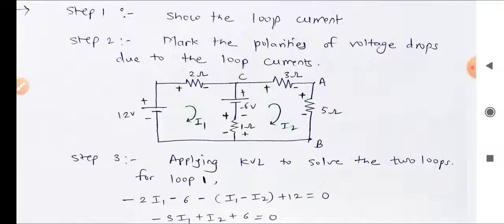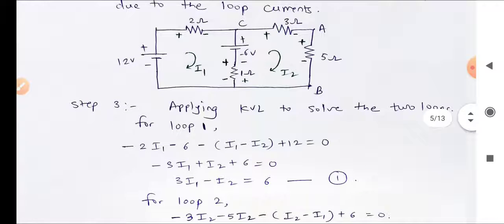By applying all the sign conventions, we can get the potential drop and potential rise in the loop. Then we can apply KVL to solve the two loops. We are going to apply KVL for loop 1 as well as loop 2, getting two equations. As the two unknowns are there, by solving them simultaneously, we can easily get the values of I1 and I2. In branch AB, I2 is flowing, and hence we can get the answer.